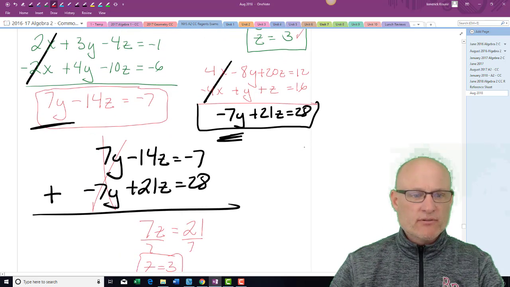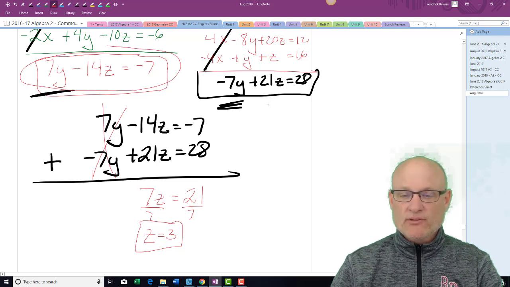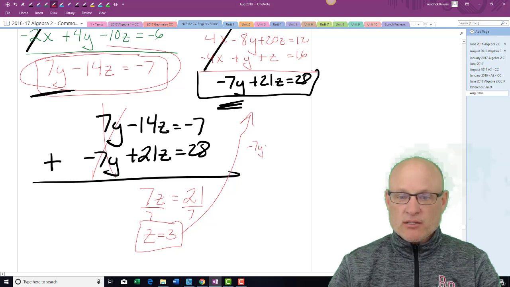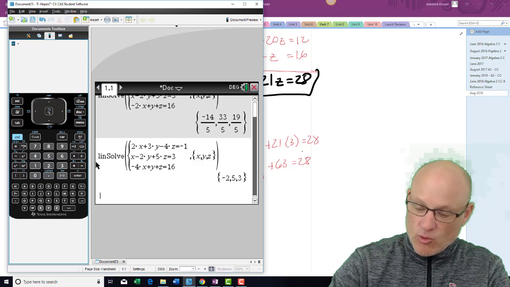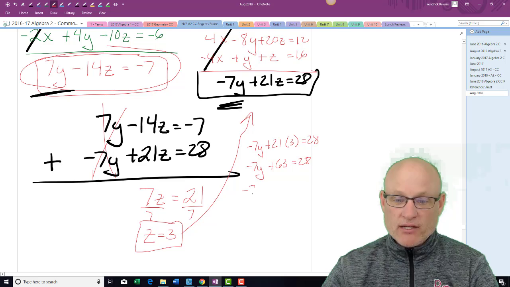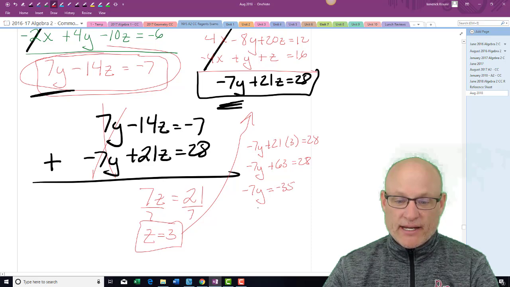Which one's more positive? How about we go here? Actually, this one's got more positives. I'm going to put it in this one. It's got more positives. So I'm going to go negative 7y plus 21 times 3 equals 28. So negative 7y plus 63 equals 28. Now in my brain, I'm thinking that's wrong. There's no way that's right. 28 minus 63 equals negative 35. So I get negative 7y equals negative 35. I divide by negative 7 and I get y equals 5.